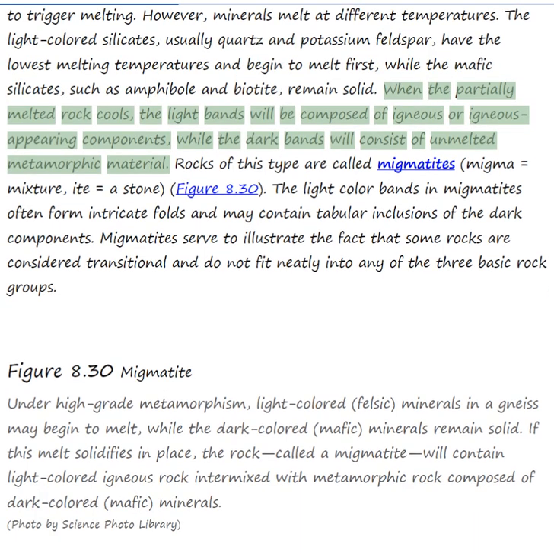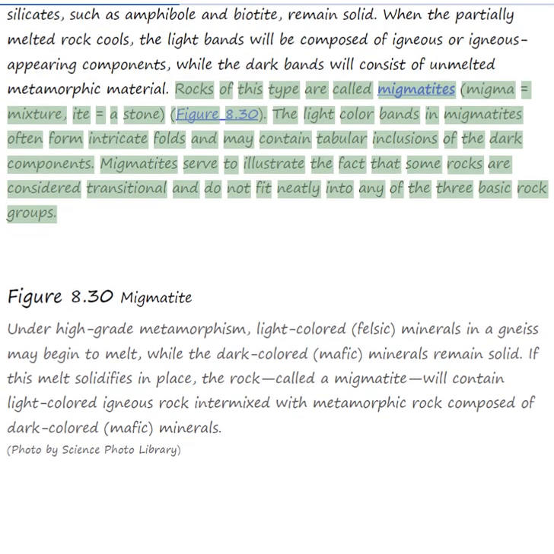When the partially melted rock cools, the light bands will be composed of igneous or igneous-appearing components, while the dark bands will consist of unmelted metamorphic material. Rocks of this type are called migmatites. The light color bands in migmatites often form intricate folds and may contain tabular inclusions of the dark components. Migmatites serve to illustrate the fact that some rocks are considered transitional and do not fit neatly into any of the three basic rock groups.